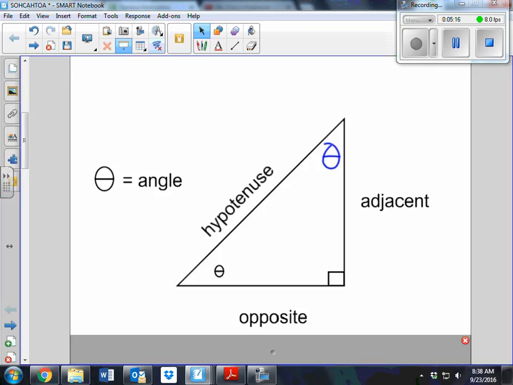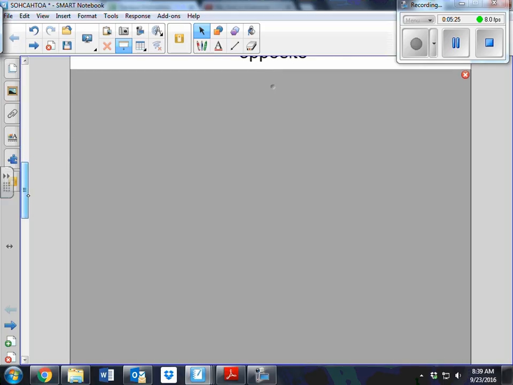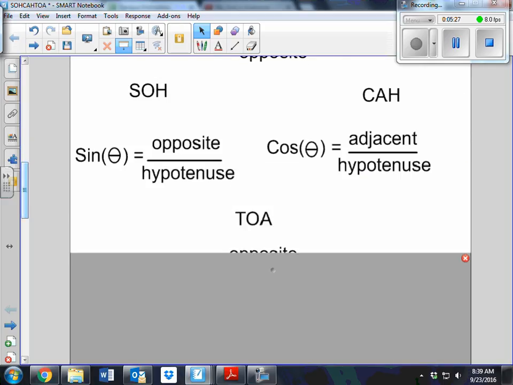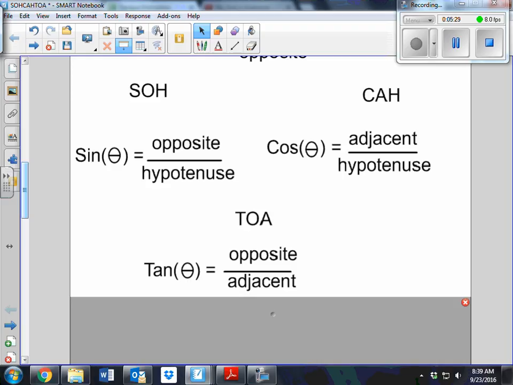Okay, so that is the parts of the triangle that we deal with: the opposite, hypotenuse, and adjacent. So here are the equations that we use. Just like I wrote, and please make sure you write these down, we basically take the sine of the angle equals opposite over hypotenuse. And like all things in physics, it becomes a math equation.